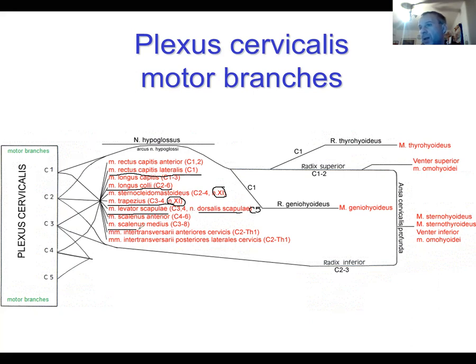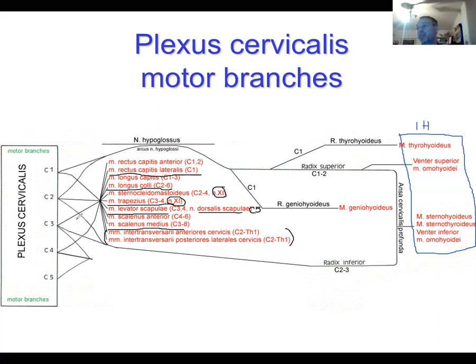Then we have scalenus anterior and medius. The posterior is too low, so it's supplied by the brachial plexus only. And then intertransversarii, which are very, very small muscles. But except for these, we have, as you can see here, these four muscles, which are the infrahyoid muscles. How are these muscles innervated?